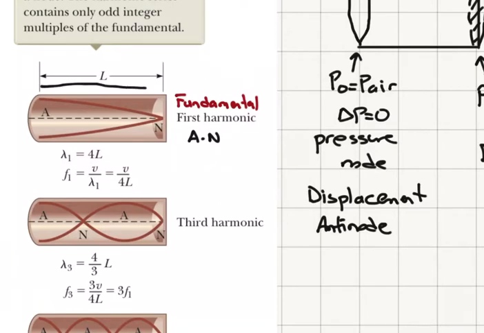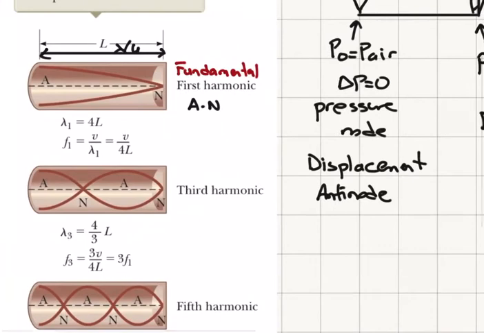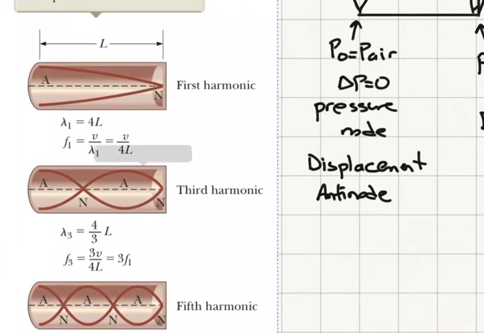And if I look at the distance between an antinode and a node, I know that this distance is lambda over 4. So I have, therefore, lambda 1 is equal to 4L. F1 is V over lambda 1, V over 4L. Now I go to the second possibility.